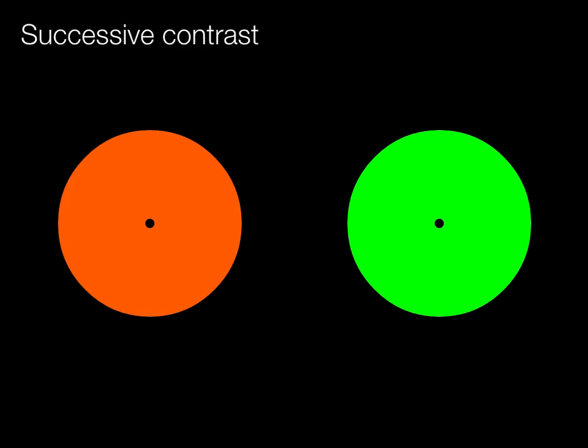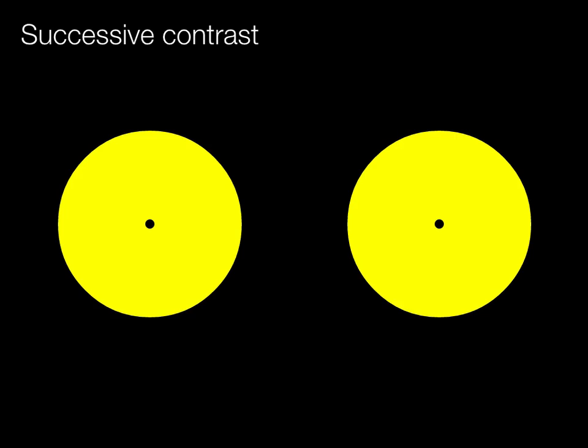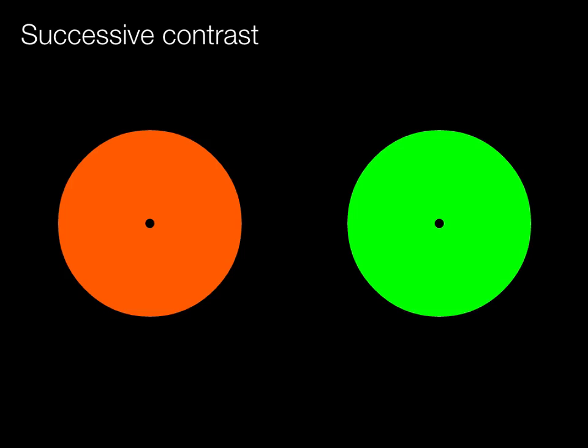Another example is called successive contrast. So if you now look closely at these two circles, spend a few seconds on this, let this kind of sink in. And then if we move to another set of circles that actually have the same color, you will actually perceive these two identical shades of yellow first in very different colors. I will repeat this just to give you a chance to really see this.